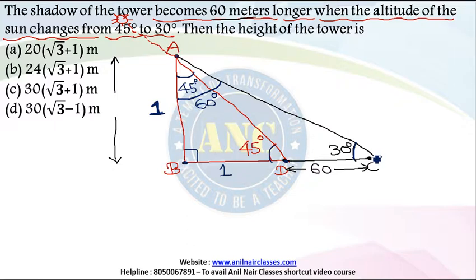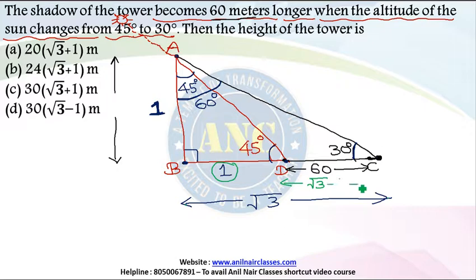The side opposite to 60 is BC. This entire value will become root 3. Entire BC value is root 3. That means according to my assumption, BD value is 1 and entire BC value is root 3. That means DC value according to my assumption is root 3 minus 1. But according to the question, DC value is 60 meters.